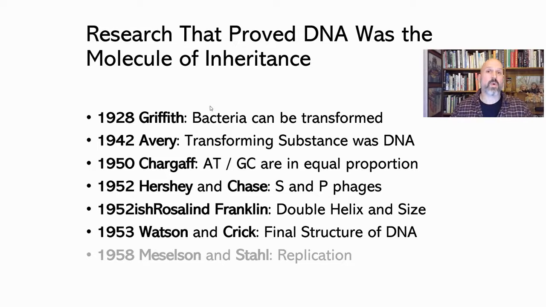Hershey and Chase are the ones that did the virus bacteria experiments. They used the tracers. They traced sulfur and they traced phosphorus. Phosphorus is the only one that's in DNA, and phosphorus was the one that was found generation after generation after generation, proving that DNA is the hereditary molecule. Rosalind Franklin, she was the one for X-ray crystallography, showed that it was a double helix, got all her work stolen, no credit. Watson and Crick, they discovered the final structure of DNA.